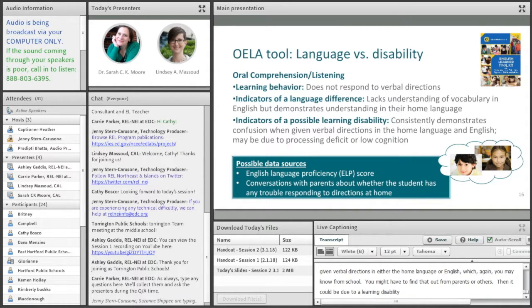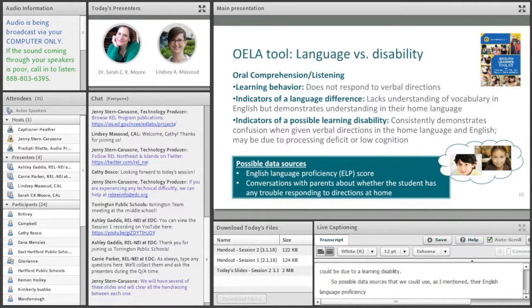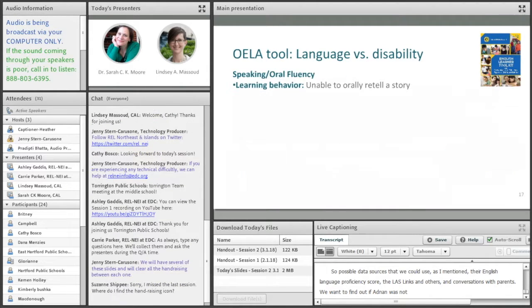So possible data sources that we could use, as I mentioned, their English language proficiency score, the lost links or others, and conversations with parents. So if we wanted to find out if Isabella Rodnan was not responding to verbal directions, maybe we could look into those data sources and try to figure it out.